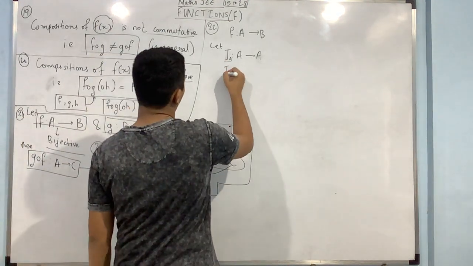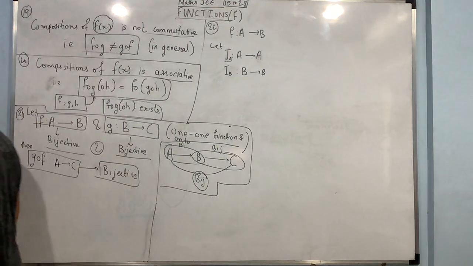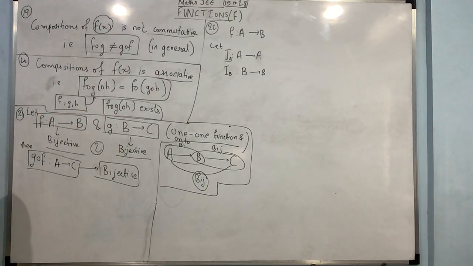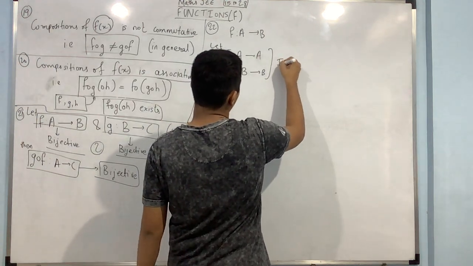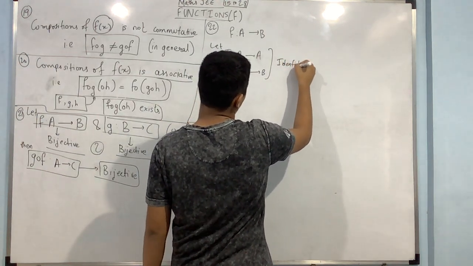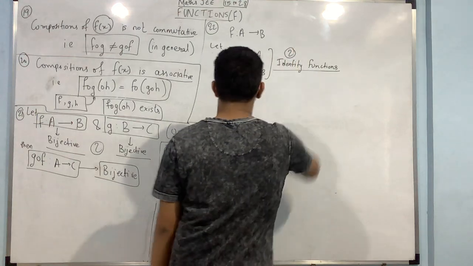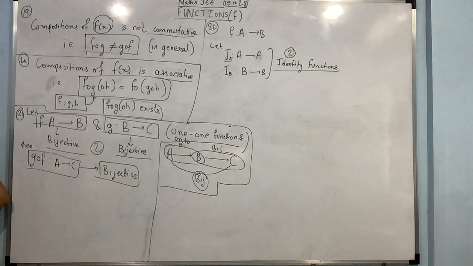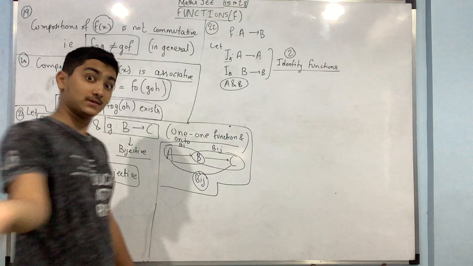See, I told you. And I of B, B to B. So these are two identity functions. Identity functions are these, two identity functions on A and B. Okay, now I gave this condition, now what will its solution be?